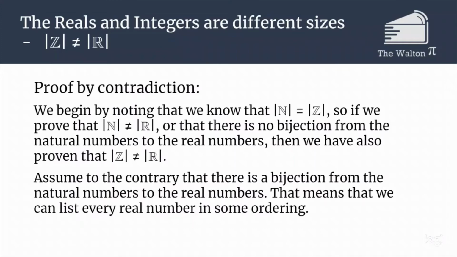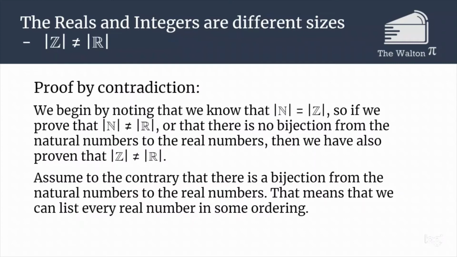So we are going to prove that there is no bijection from the natural numbers to the real numbers. We are going to do this by contradiction. So we are going to assume to the contrary that there is a bijection from the natural numbers to the real numbers. We are then going to show that this leads to some sort of contradiction. Since we're assuming that there is a bijection from the natural numbers to the real numbers, that means that we can list every real number in some ordering.